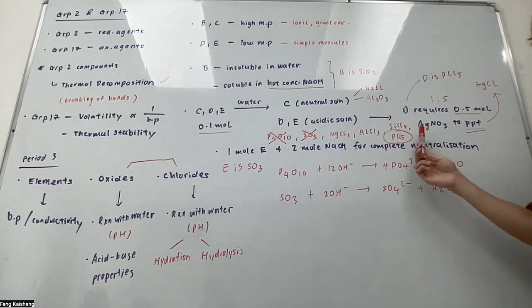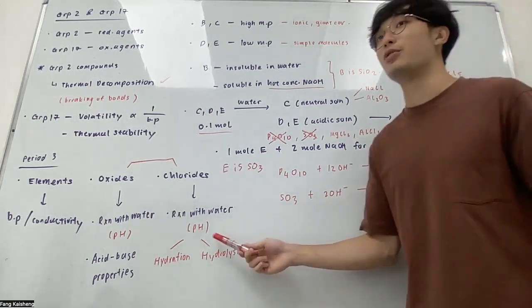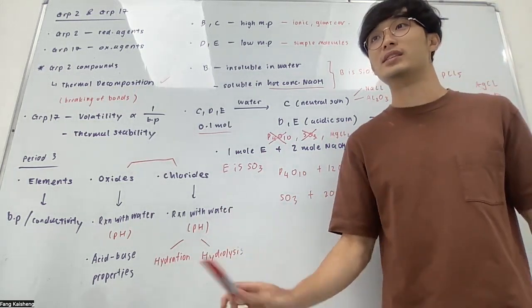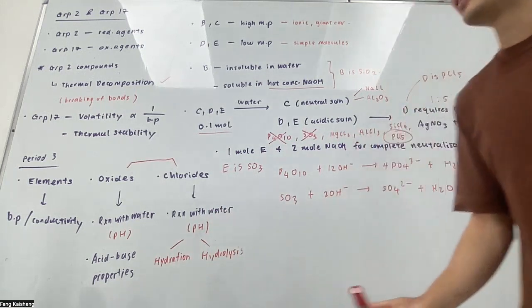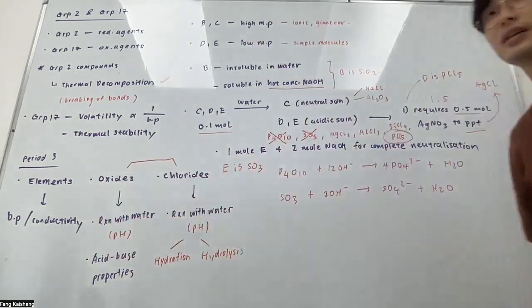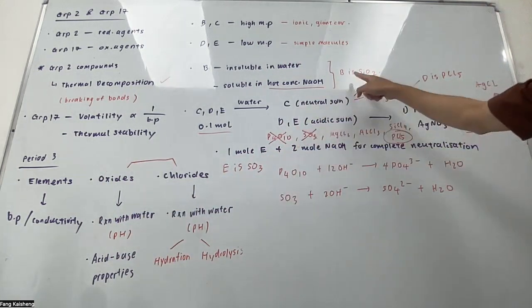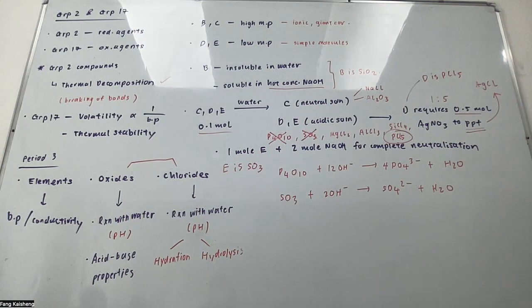I say again, why did we exclude all the chlorides? It's because chlorides don't have acid-base reactions. Chlorides are not acidic nor basic. That's why you must know this, very important. So guys, we have D, we have E. How about C? C only gave us 1 item.